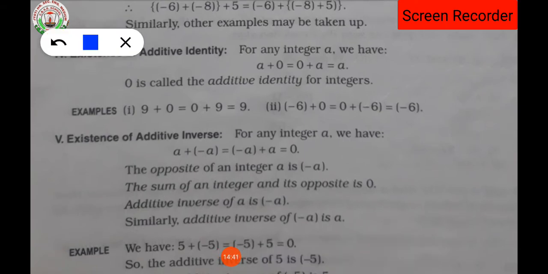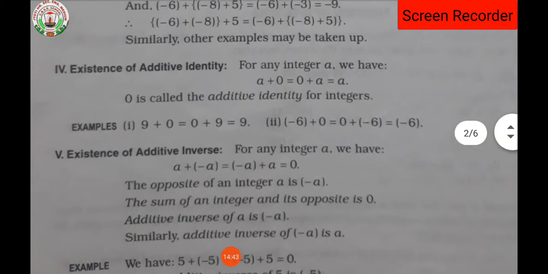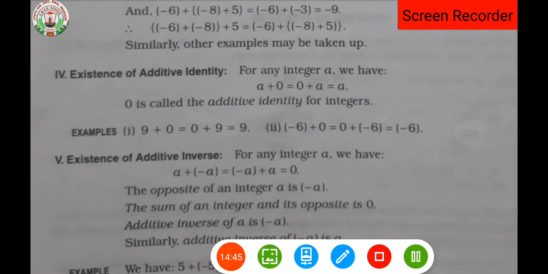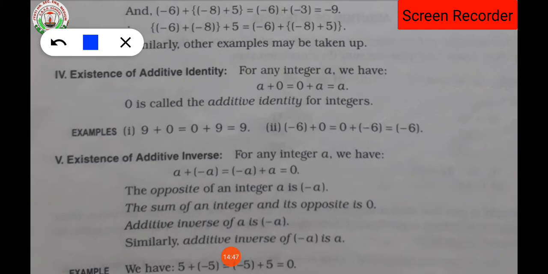So next we are having here the existence of additive identity. The next property, the three properties are completed. First is the closure property, second is the commutative property, third is the associative property. Now the next property under addition of integers we are going to see is additive identity.